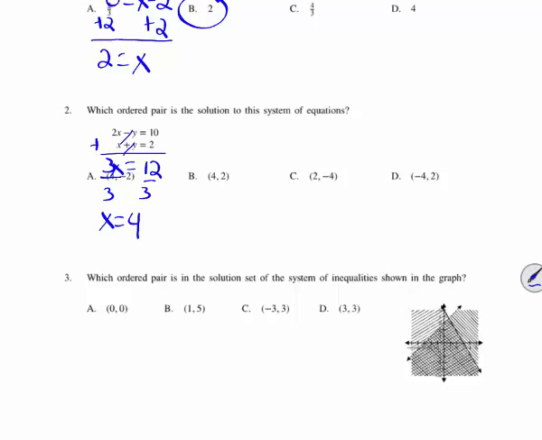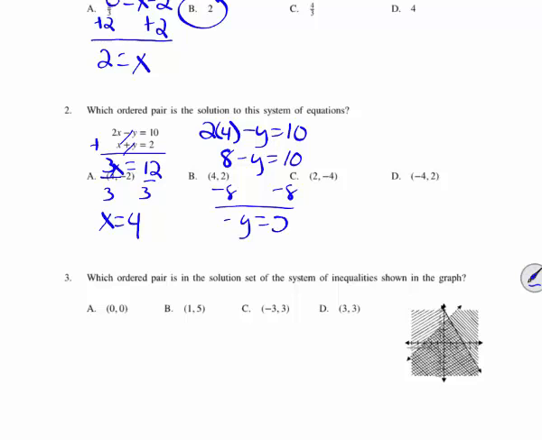And then I have to put that into one of the problems. I usually do the first, so 2 times 4 minus y equals 10. 8 minus y is 10. Subtract 8. Negative y equals 2. Divide by negative 1. So y is negative 2, which ended up being a choice that I wrote over.